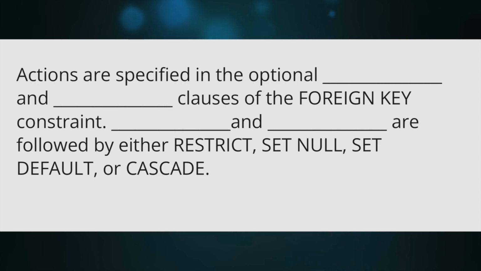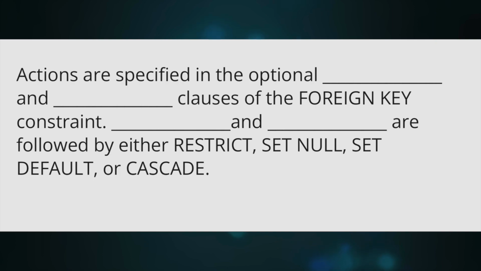Actions are specified in the optional blank and blank clauses of the foreign key constraint. So blank and blank are followed by either restrict, set null, set default, or cascade. Now remember, these are things written in SQL, and there's a reason why it's going to be followed by restrict, set null.